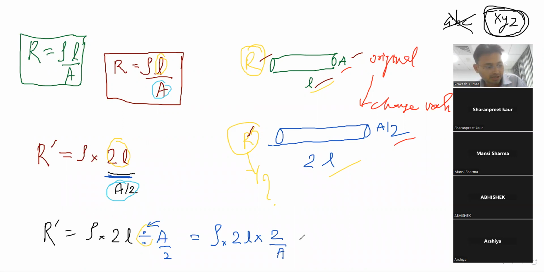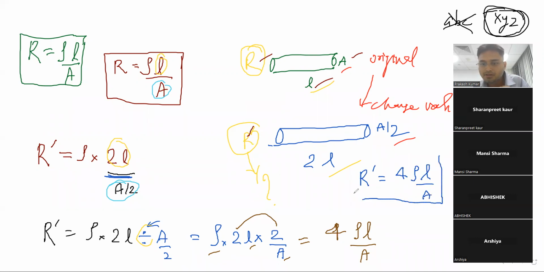Now come to C. See, this 2 into 2 will become 4, rho into L divided by A. It is okay? Rho, L and A is here. So what you come to know is that R dash equals 4 into rho L by A. Up to this it is okay?